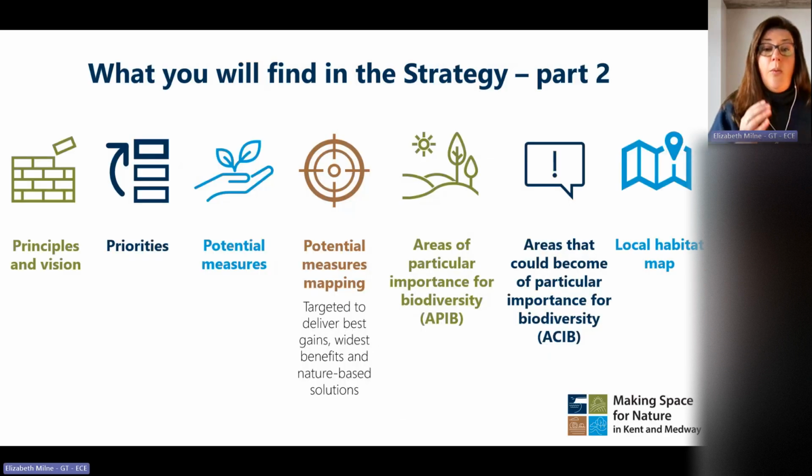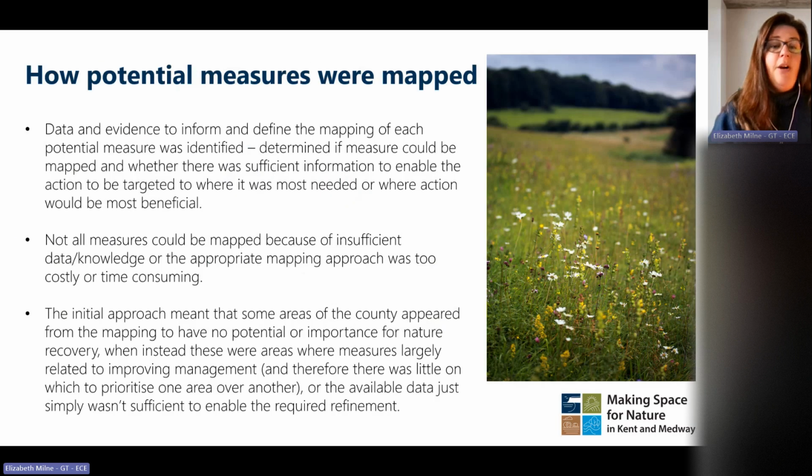So with the potential measures, we then had to map and target to where they would deliver the best gains, deliver the widest benefits, and also look for opportunities for nature-based solutions and other wider environmental benefits. We do provide a lot more detail in the strategy and appendices to how the mapping was developed, but in brief, we approached it by first of all looking at what data and evidence was available to inform and define the map of each potential measure.